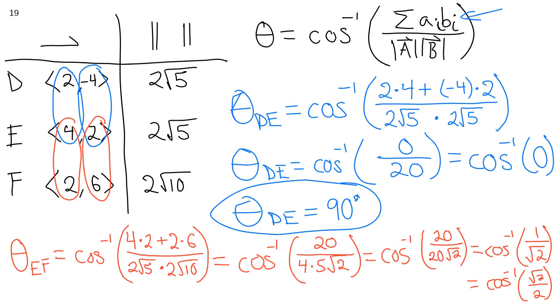What angle gives you cosine square root of 2 over 2? 45. Very good. I hope your trigonometry is good enough to follow that.